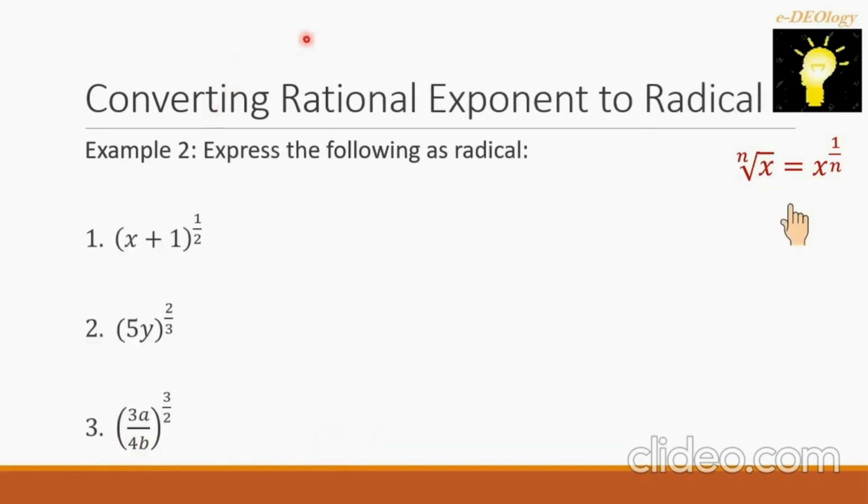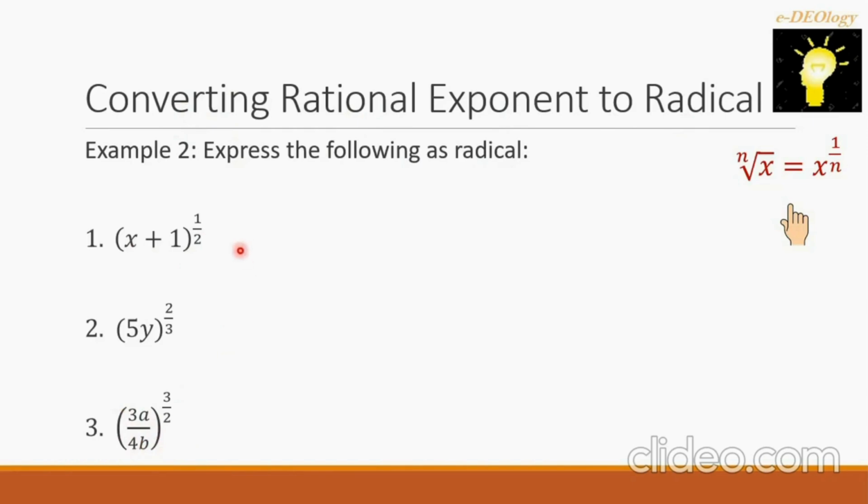Let us go to the reverse process. Let us convert rational exponent to radical. So express the following as radical. We have 3 sample problems here. First one, the quantity x plus 1 all raised to the exponent 1 over 2. Second example, the quantity 5y is raised to 2/3. Number 3, the fraction 3a over 4b is raised to 3 over 2 exponent.